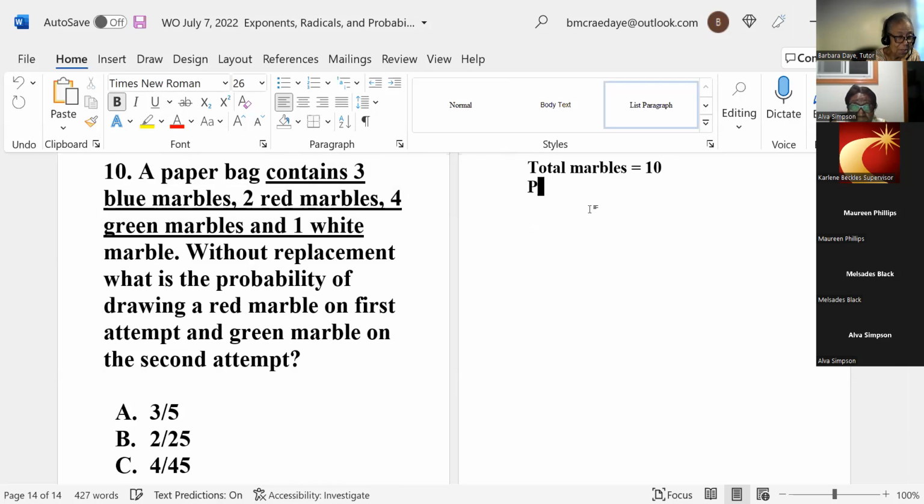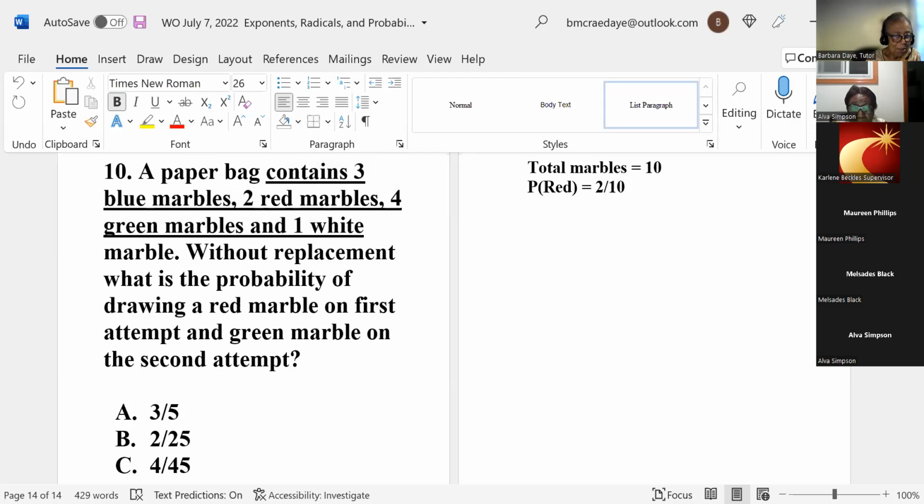So we want the probability of getting a red. So I say probability of red. Maureen, what's the probability of a red? Possible over total. So what would that be, Maureen? 1 over 10. How many reds are there? 2. There's 2. So where are you getting 1 from, Maureen? So 2 over 10. Okay, all right.